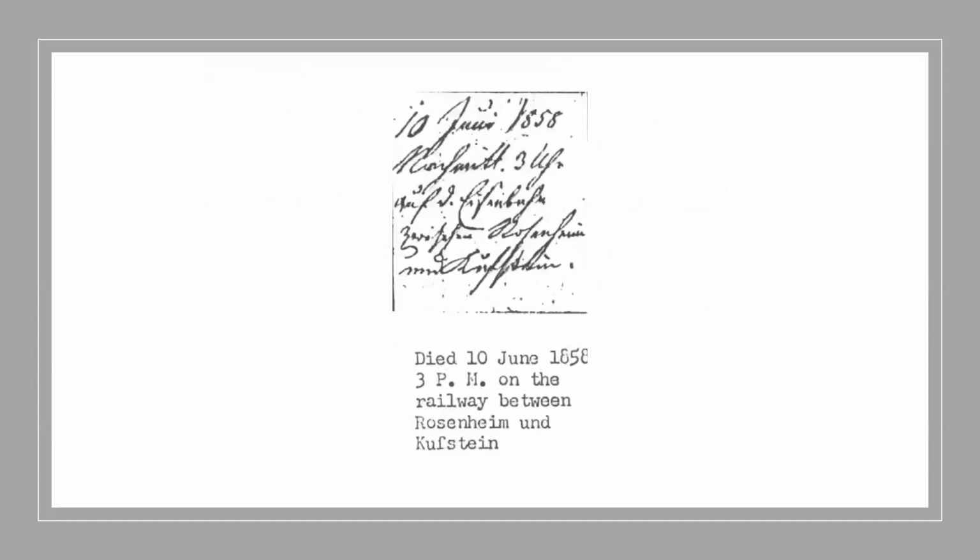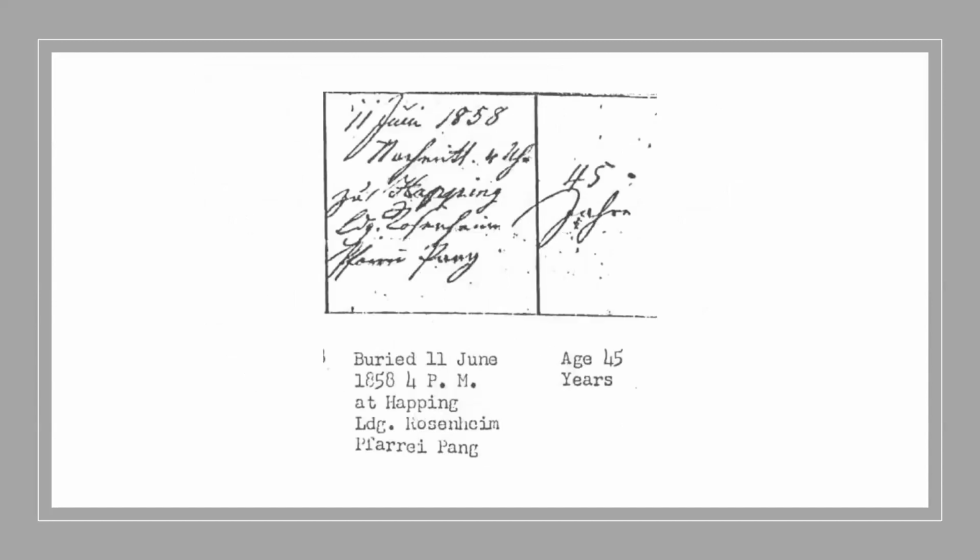It says that he died on 10 June 1858 at 3 p.m. on the railway between Rosenheim and Kufstein, and that he was buried 11 June 1858 at 4 p.m. at Hopping, district of Rosenheim and parish of Pong, age 45 years. This information was provided according to the notification of the parish administration of Hopping and the parish of Pong, dated 17 June 1858.